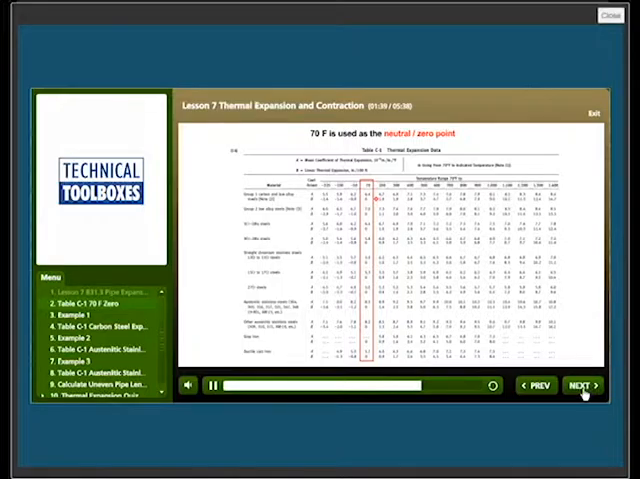Next we see the rows, various materials. Material column, group 1, carbon and low alloy, group 2, low alloy, 5 chrome, 1 moly, etc. down the column. We'll be using this table for all the exercises to come.